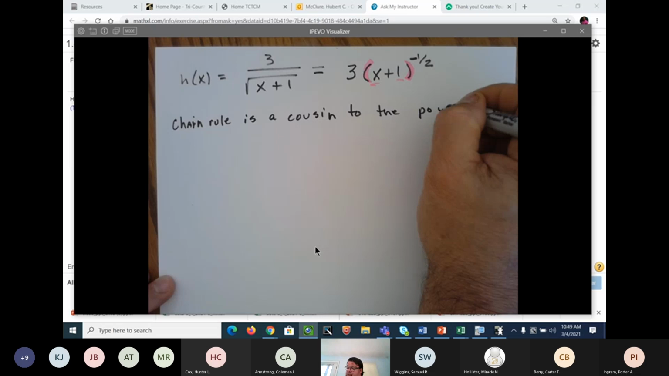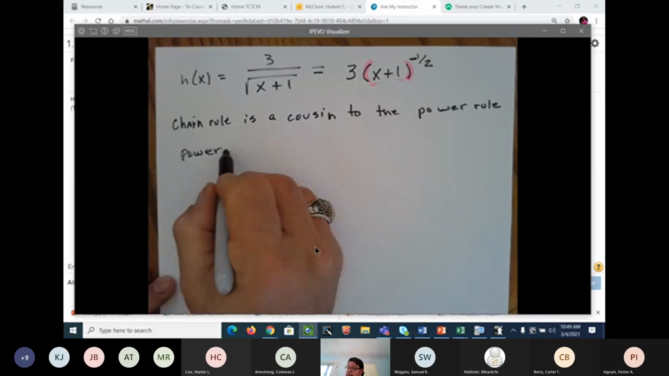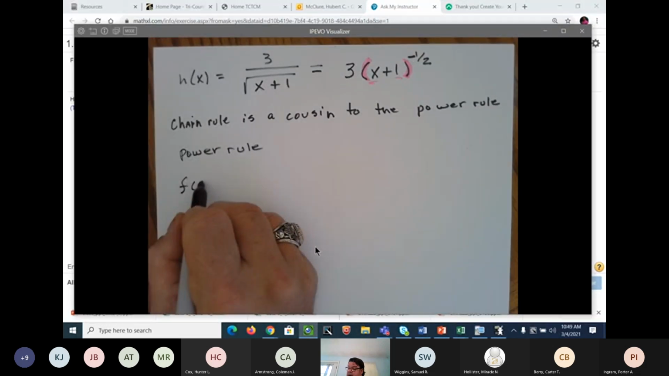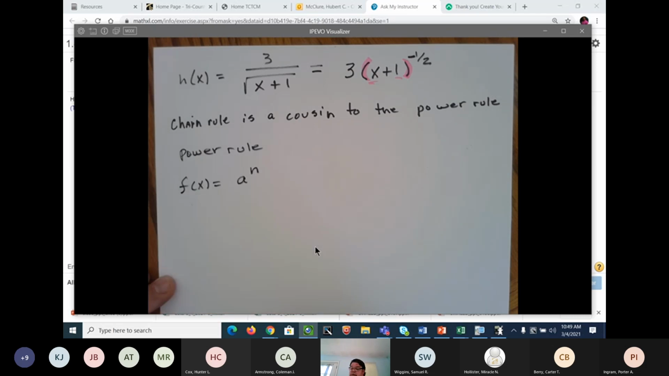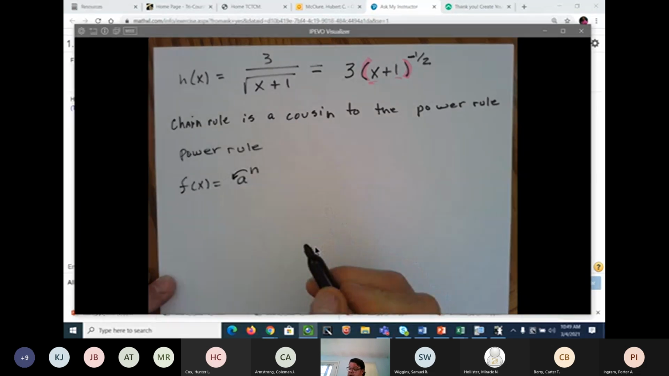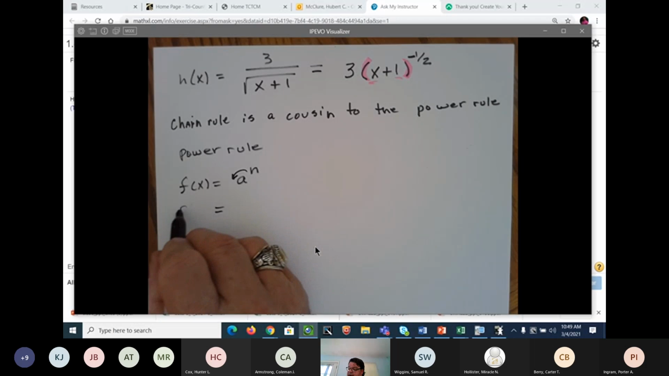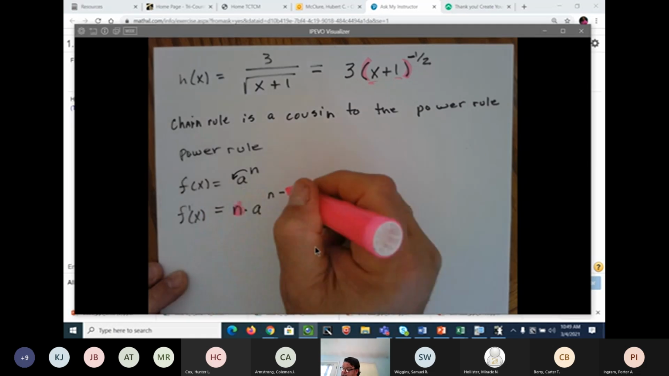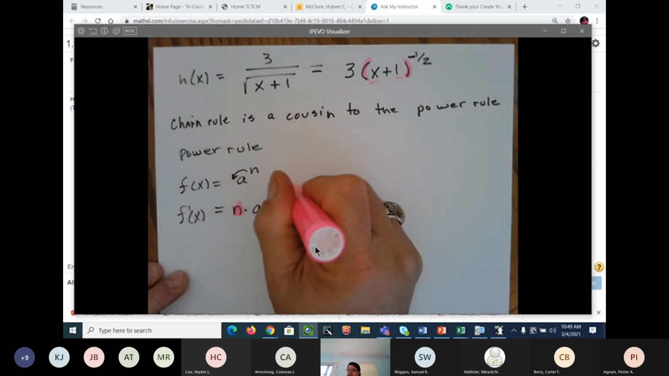The power rule says if you have f of x is equal to a to the n, then you bring that n out, and that's going to be f prime of x is equal to n times a to the n minus 1. So everybody should know that. I'm going to highlight the minus 1 and the n. I'm going to highlight what you do to the original function.